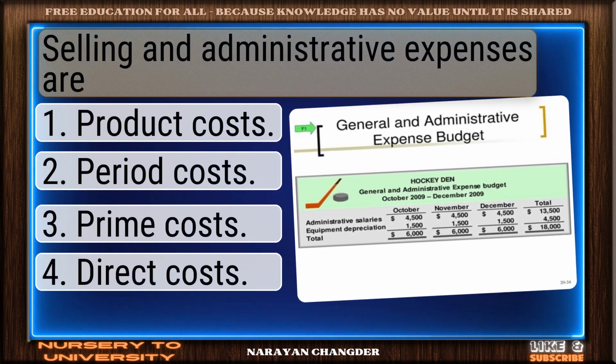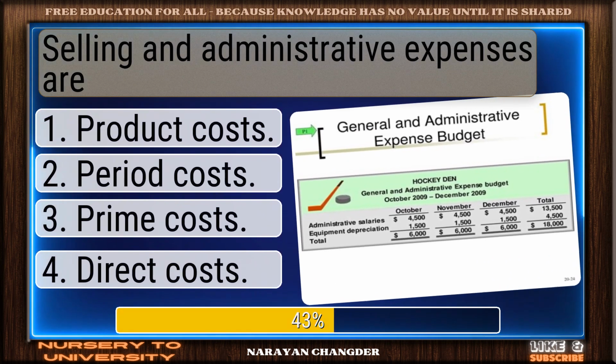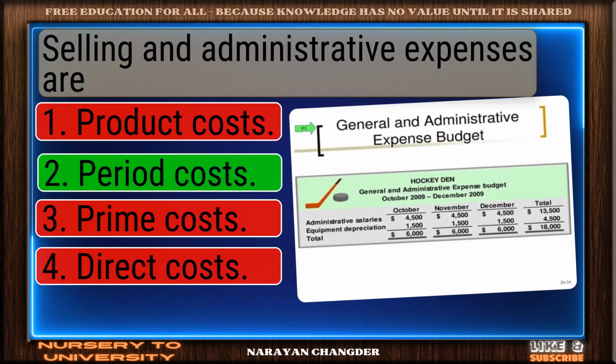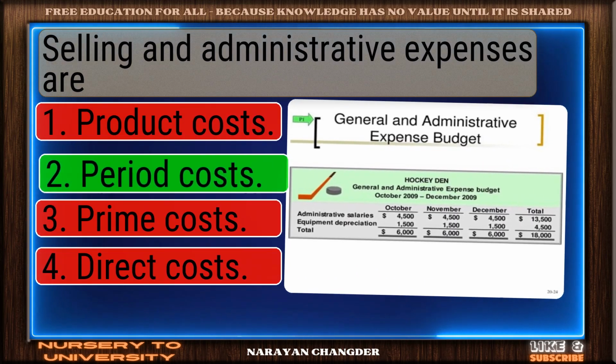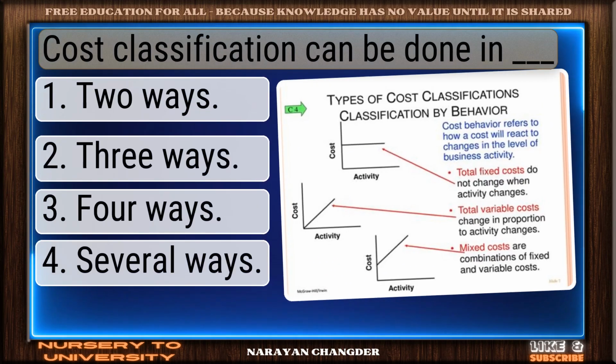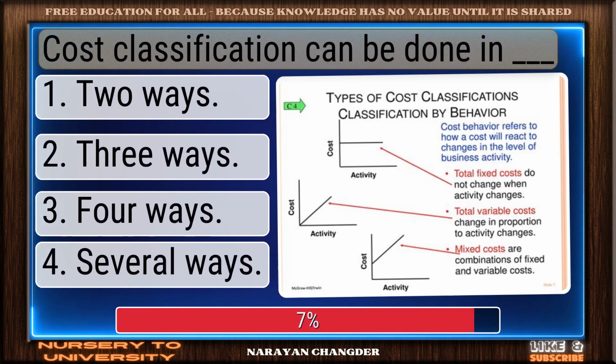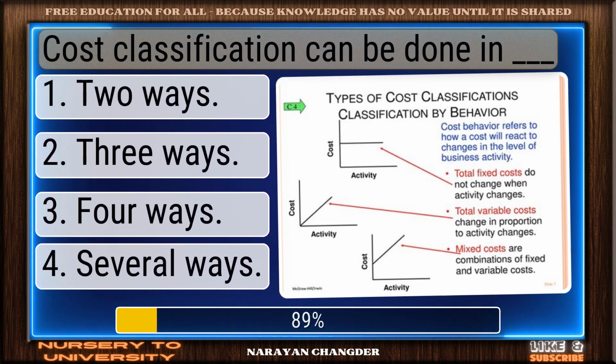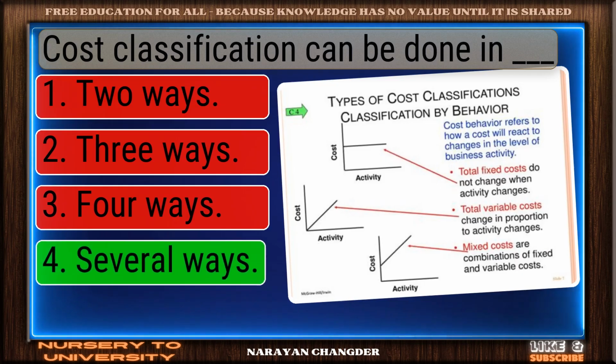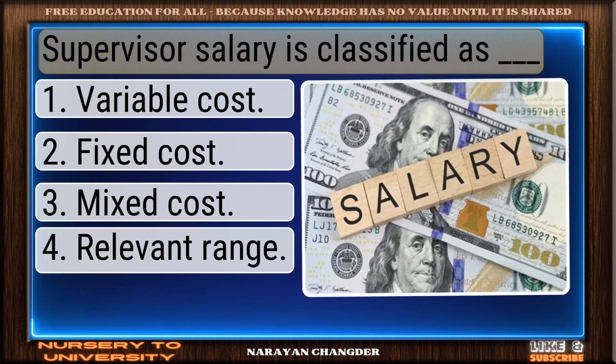Selling and administrative expenses are. Well done. Period costs is the right choice. Cost classification can be done in dash. Strong choice. Several ways is the right answer.